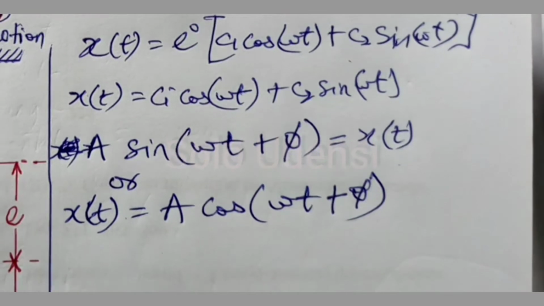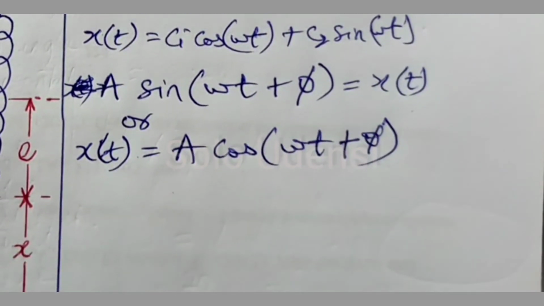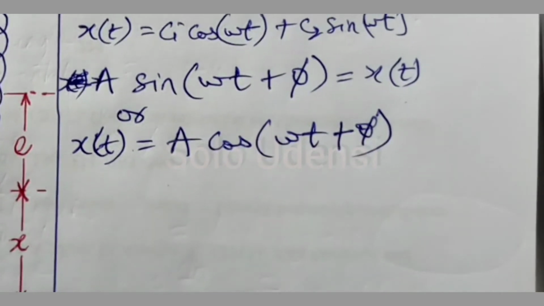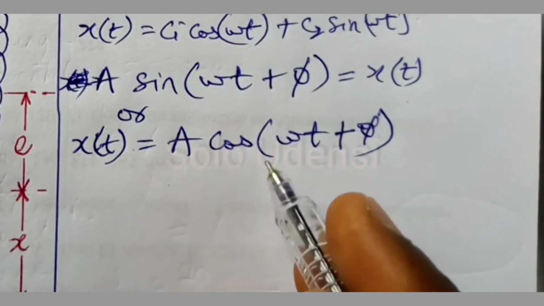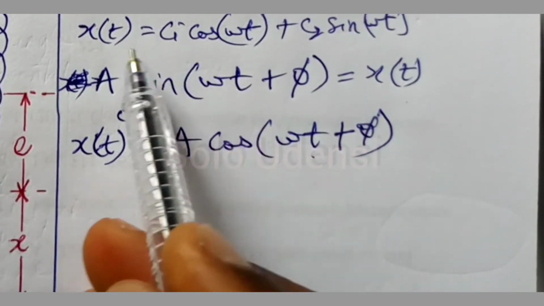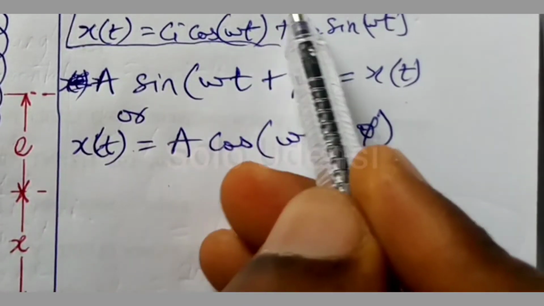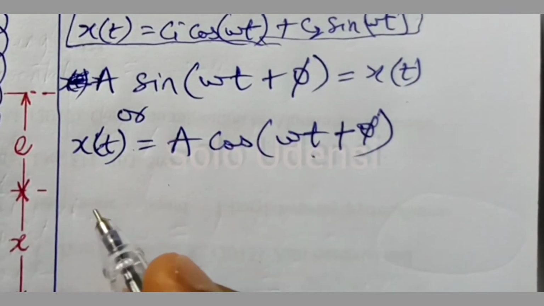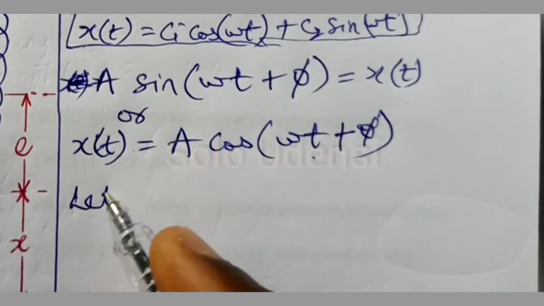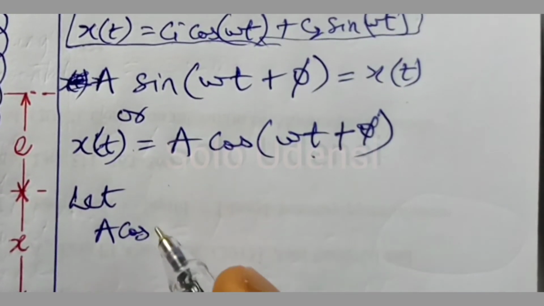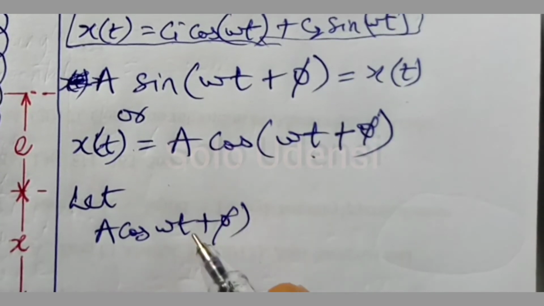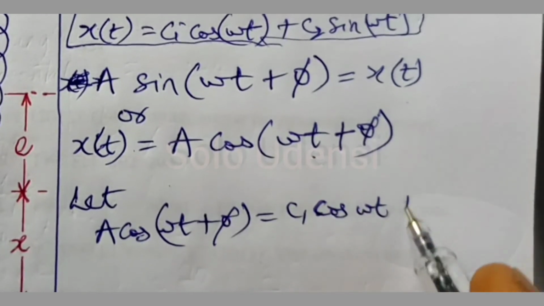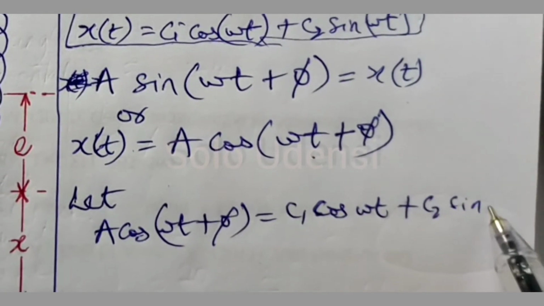So we can easily prove this. To prove that these equations are correct, we say let this be our solution. I just want to prove it. So if we say let that be our solution, we say let a cos omega t plus phi equal to c1 cos omega t plus c2 sine omega t.